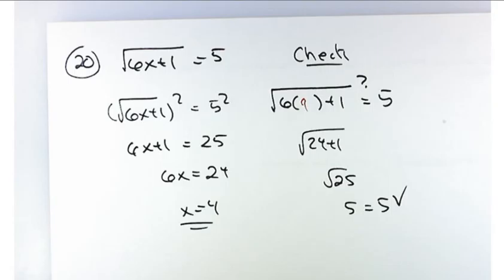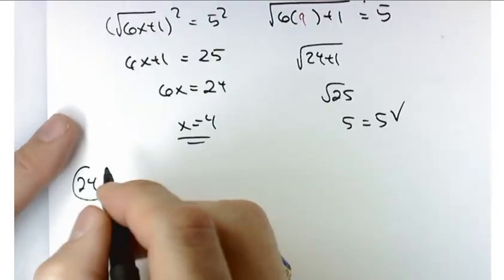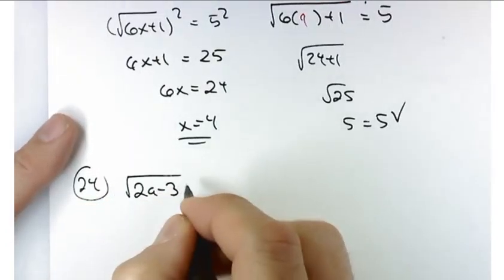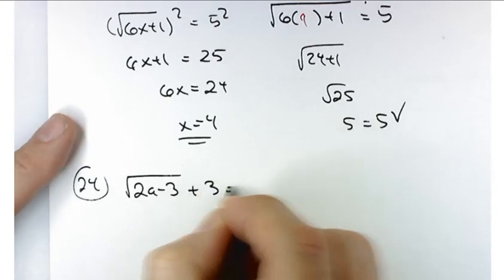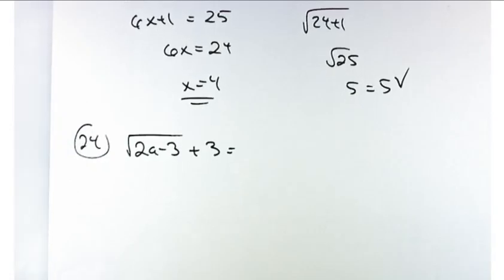Let's try another one. Problem number 24. I hinted a minute ago that these are going to increase in difficulty, and we'll see that starting with problem number 24. So square root of 2a minus 3 plus 3. I just want to double check. I've got that equal to a. Is that right? All right, good. Equals a.